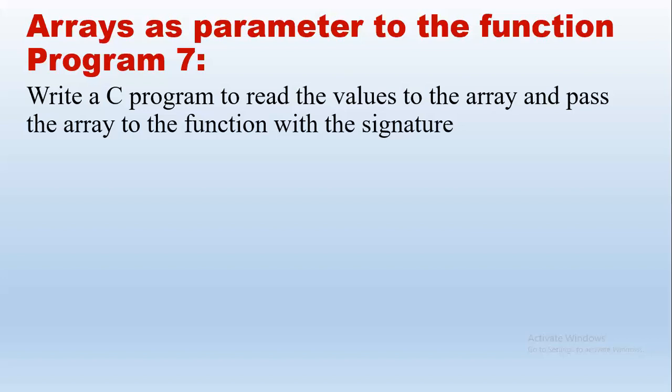Write a C program to read values to an array and pass the array to the function with the signature. Signature is nothing but the prototype, or the function declaration statement. We can call it signature also, right? So what all is there in the prototype? What is the syntax of a function prototype?